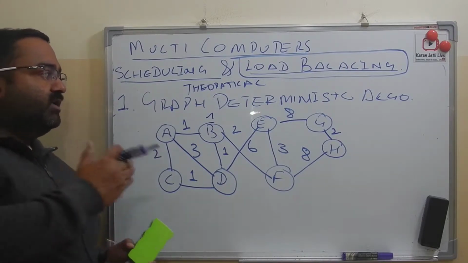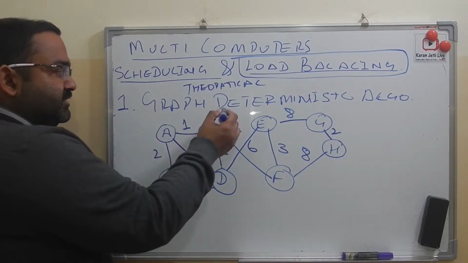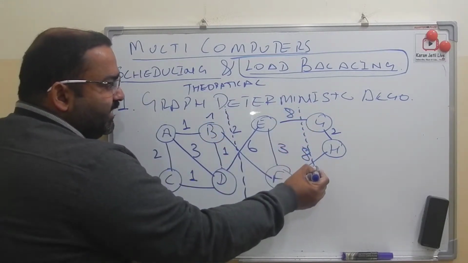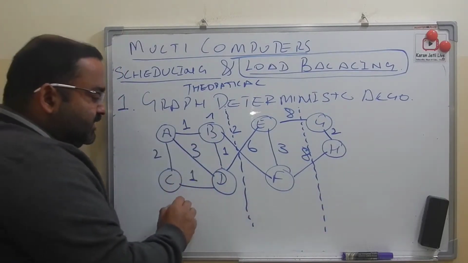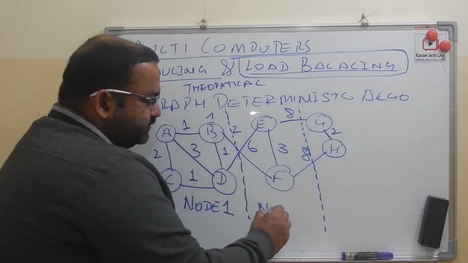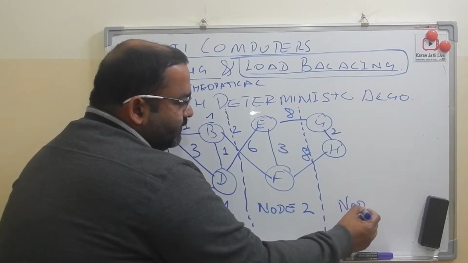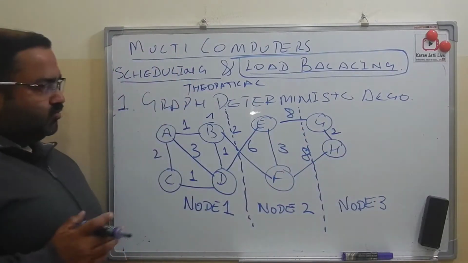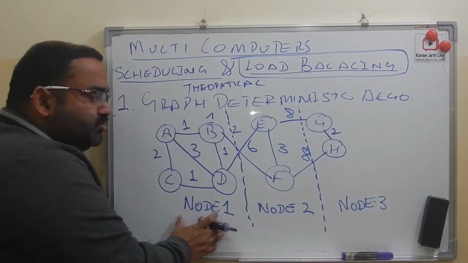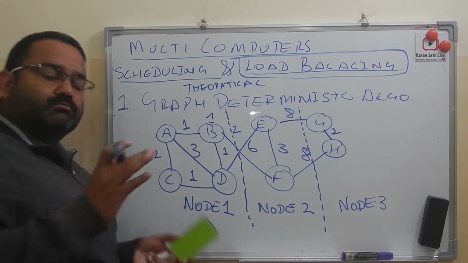Before we study it, we have to allocate. These processes, for example, run on nodes. The nodes are represented with a dotted line. Suppose A, B, C, D run at node number 1, E and F run at node number 2, and G and H run at node number 3. So what we get is our theoretical graph, which shows the different processes, on which nodes they are running, and how much they are communicating with each other. I hope it is clear up to here.